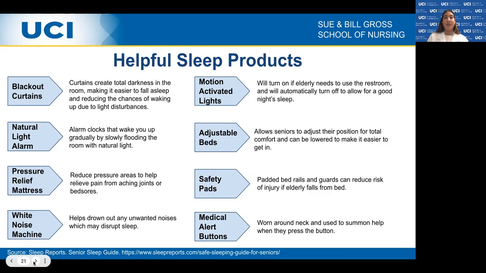White noise machines help drown out any unwanted noises which may disrupt sleep. Motion activated lights will turn on if the elderly needs to use the restroom and will automatically turn off to allow for a good night's sleep. Adjustable beds allow seniors to adjust their position for total comfort and can be lowered to make it easier to get in. Safety pads include padded bed rails and guards that can reduce the risk of injury if the elderly falls from the bed. Finally, medical alert buttons, which are worn around the neck and used to summon help when they press the button.